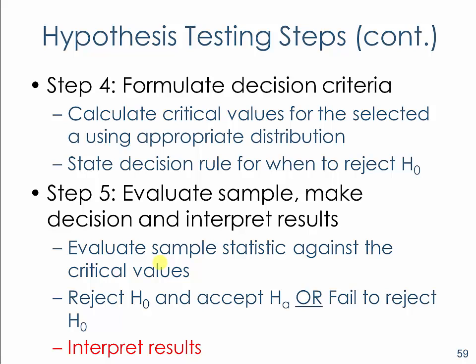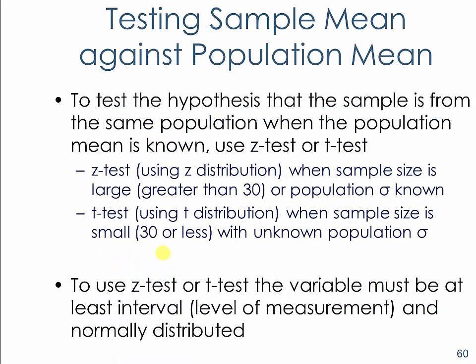So we can use this hypothesis testing to test the sample mean against the population mean. So we want to test the hypothesis that the sample is from the same population when the population mean is known. And so we're going to use the z-test or the t-test. We use the z-test using the z distribution when the sample size is large, greater than 30, or the population standard deviation is known. This you should remember from our confidence interval video. And we use the t-test or the t distribution when our sample size is small, 30 or less, and we don't know the population standard deviation. To use the z-test or t-test, the variable must be at least an interval level of measurement and normally distributed.